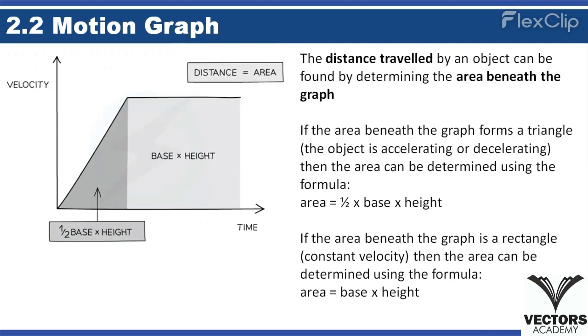Then the area can be calculated by using the formula area = half × base × height. If the area beneath the graph is a rectangle, that means moving with constant speed or velocity, then the area can be calculated by the formula area = base × height.